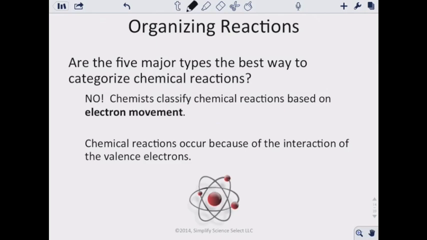So we can think the 5 major types take care of pretty much everything, but there are some types of reactions where we can be more specific, and it's better to look at electron movement than at everything else. Chemical reactions occur because of the interactions of valence electrons. So to have everything described by one single thing, we can really look at electron movement.